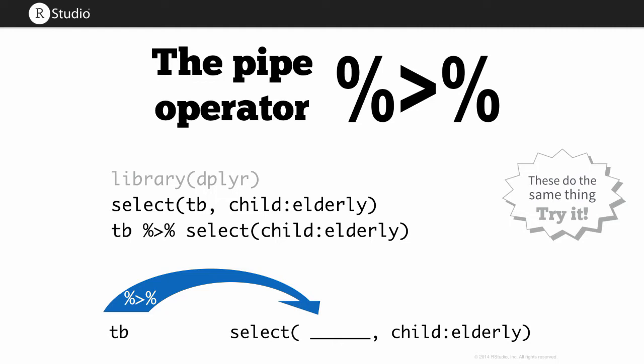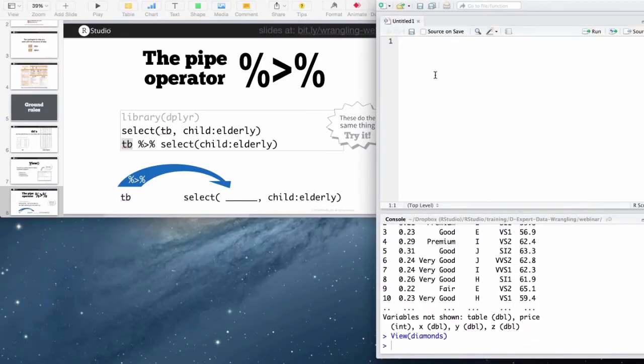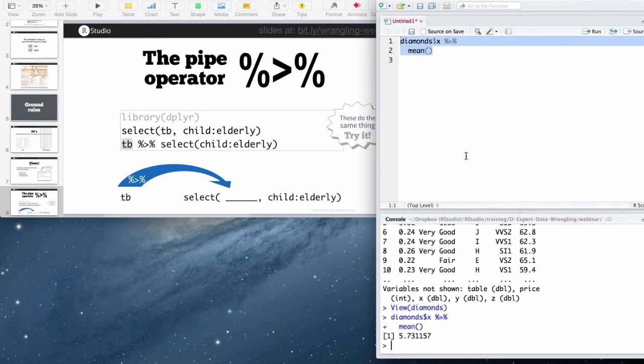If we come over here, maybe we could take a look at that. So if I had diamonds, I could pipe in, let me just take one variable from diamonds, maybe the x column. And I could pipe that into mean. And if I run this code, it's going to give me the mean of the x column, which is the same as if I did mean diamonds x.